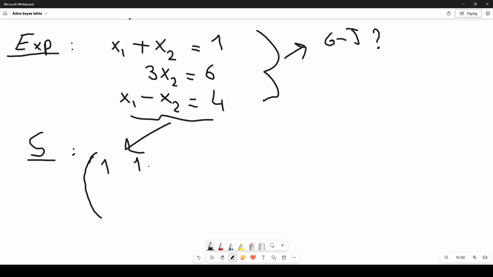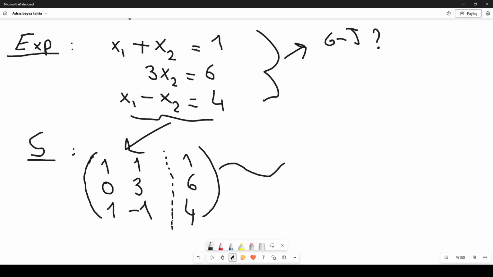I write down the coefficients, and as always I denote the other side by using this line. You don't need to, but I like to use that to indicate that the right hand side are different values. For the second equation, the coefficient of x1 is 0, watch that, and the coefficient of x2 is 3, and the right hand side is 6. For the third equation, we got 1 and we got -1, which is the coefficient of x2 in the third equation, and we got 4 here. So this is the augmented matrix form of the system.